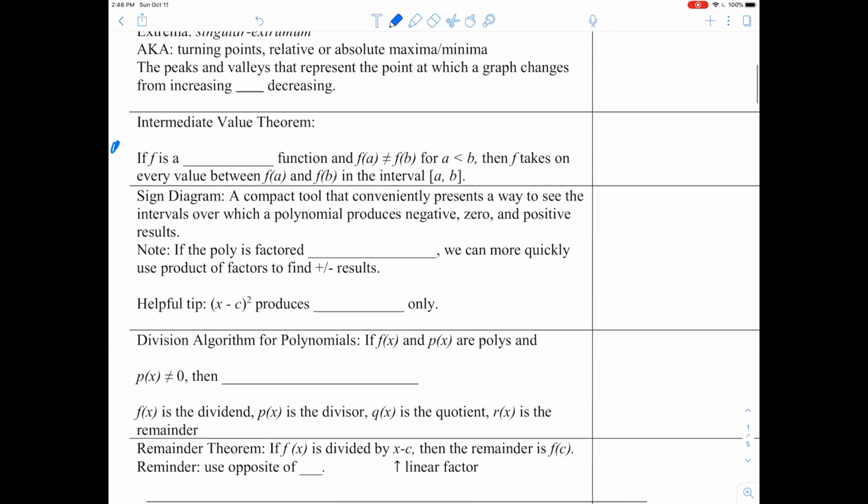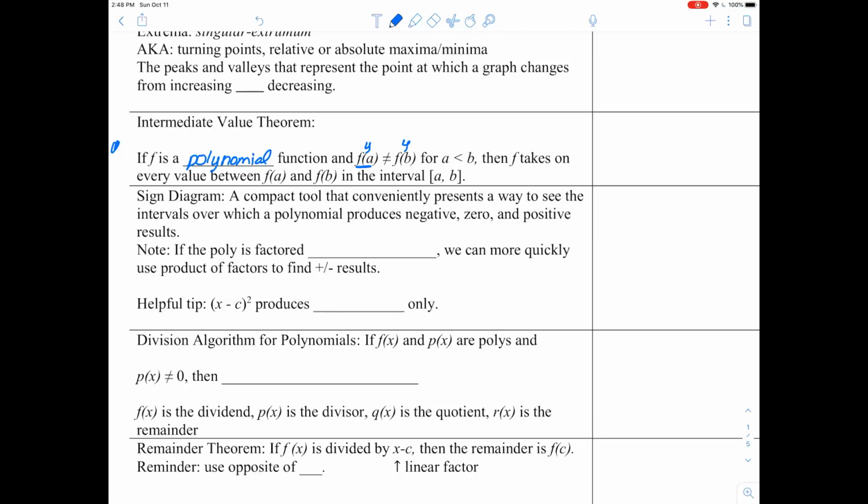Okay, let's move to intermediate value theorem. It says this: if f is a polynomial function, and the f of a, remember that's a y, right? And the f of b, for different outputs, are not equal, for a is less than b, then the function f takes on every value between the f of a and f of b in the closed interval between a and b.